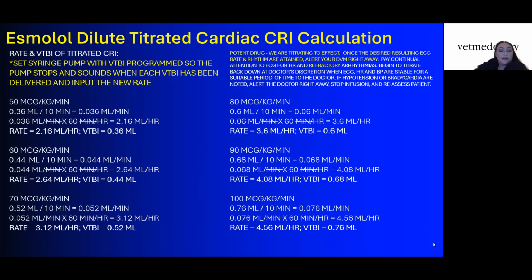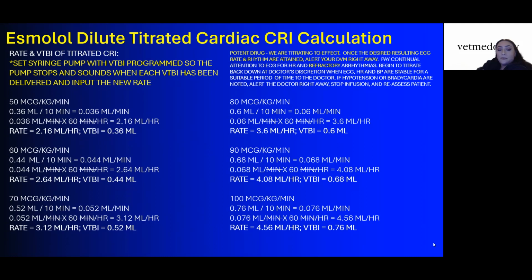0.036 mLs per minute times 60 minutes an hour equals 2.16 mLs an hour. And we know that our VTBI, our total volume, is 0.36 mLs. So that's what's going to get programmed into the pump, and then the rate we just figured out. So you want to do this for each of the 10 mic per kg per minute intervals, and make sure that you have all of that information.